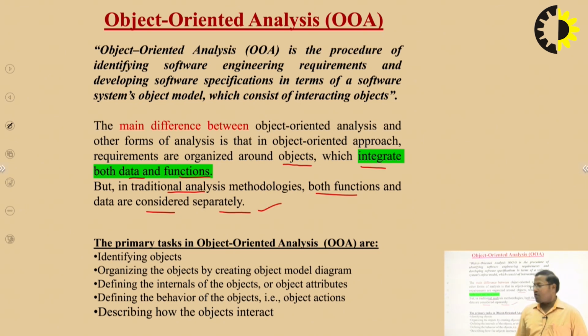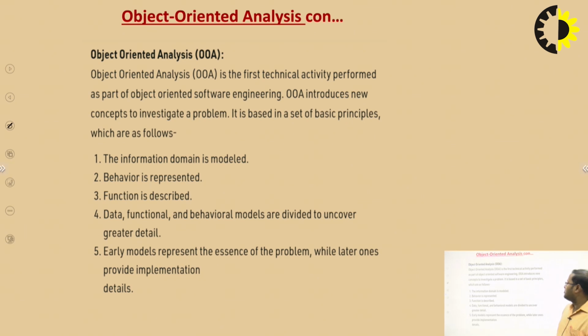The primary tasks in object-oriented analysis are: the first task is identifying the objects; organizing the objects by creating an object model diagram, this is the second task; defining the internals of the object, that is the object attributes, this is the third task; defining the behavior of the object, that is called the object actions, and this is the fourth task; and describing how the objects interact. So basically, object-oriented analysis is the first technical activity performed as a part of object-oriented software engineering.